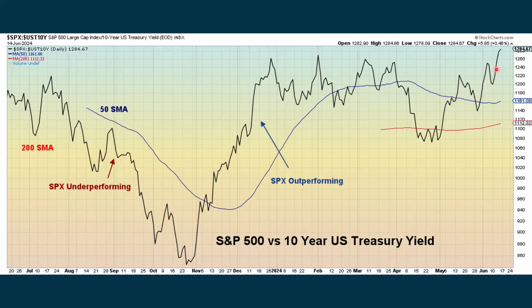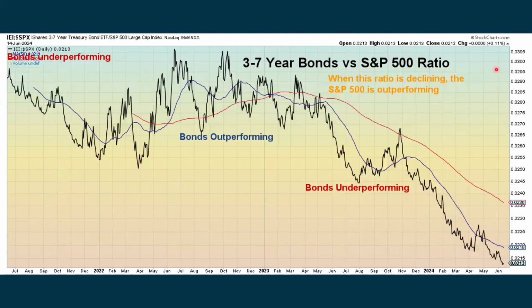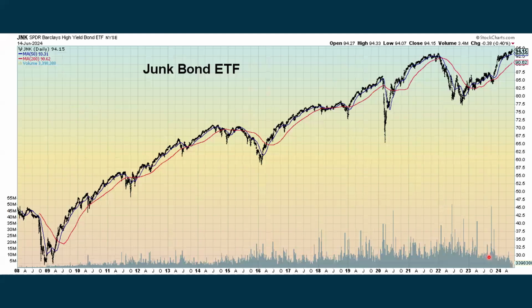The S&P 500 is back to outperforming the 10-year yield, as stocks outperform interest rates. And this is also showing how bonds are underperforming stocks. When this ratio is going down, that means that stocks are outperforming. And I've been showing this chart quite often in the daily videos. We want this ratio to continue to go down if we're going to stay positive on the market with stocks.